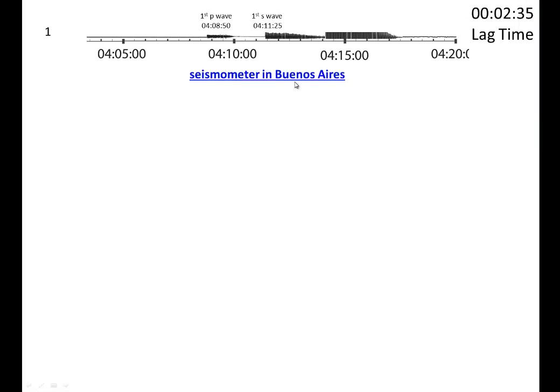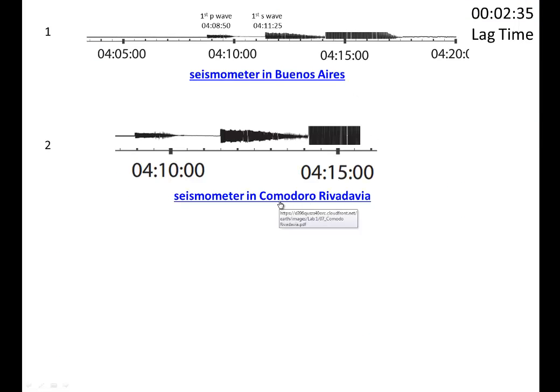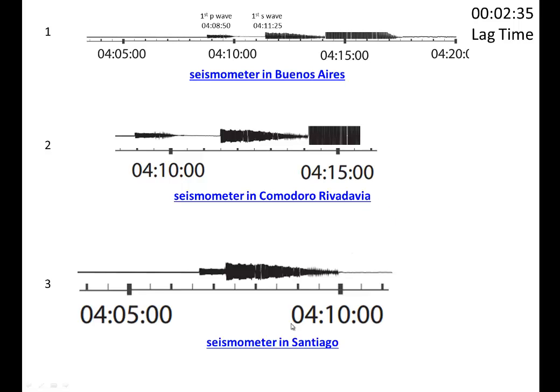So we do Buenos Aires, we do Comodoro Rivadavia, I butchered that one, and then we're also going to do Santiago. Okay, so time lag: we end up at 4 hours, 8 minutes, 55 seconds, and we go here, and this is 11, 12, 13, 14, 15, so 11, almost 30. First P wave, S wave, time lag 2 minutes and 35 seconds again. So these are actually equidistant from the earthquake.